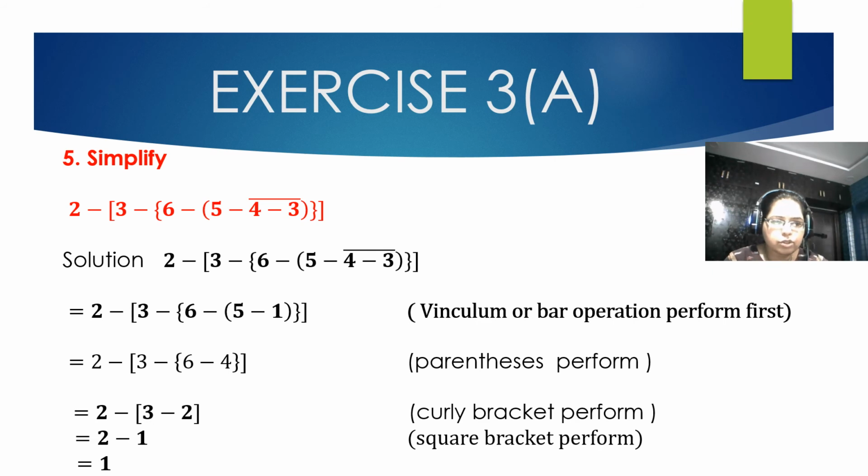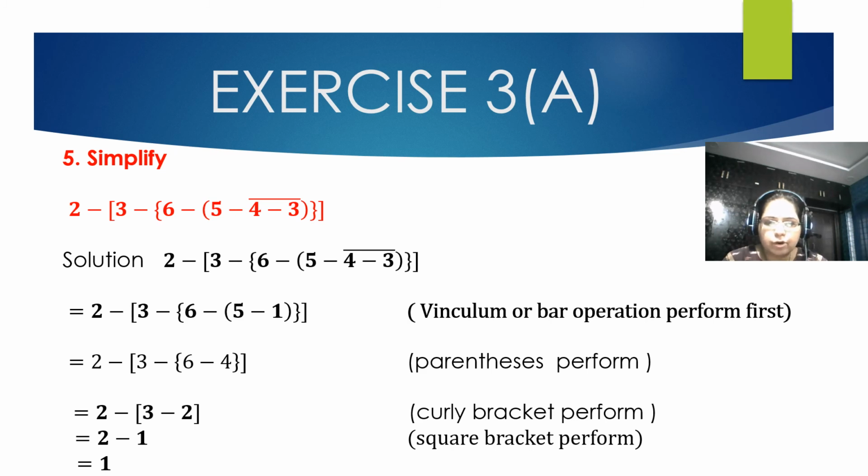Now we solve question number 5, and question number 5 is: simplify 2 − [3 − {6 − (5 − 4 − 3 with bar)}]. The 4 minus 3 is with a bar, and inside the square bracket there is a vinculum bar, then parenthesis, curly bracket.